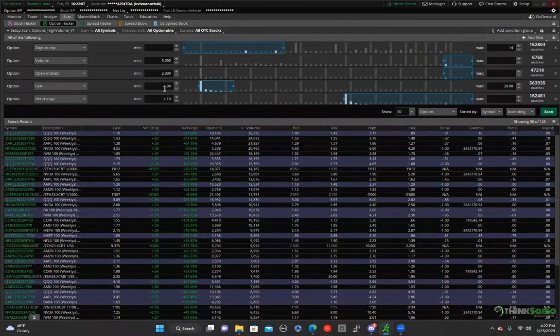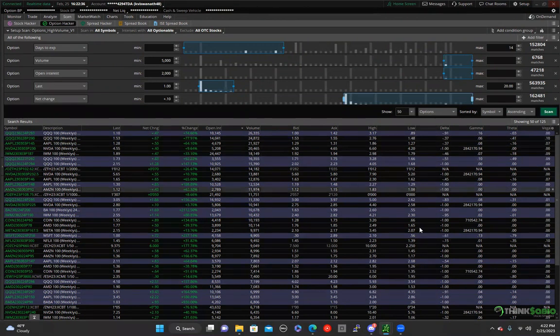The last means the price of the contract should be between 1 and 20. That means $100 to $2,000. And then the net change should be plus 10 cents from yesterday. That means the contract value should be at least 10 cents above what it was yesterday. If the contract closed, let's say, at 1.50 yesterday, it should be at least above 1.50 plus 10 cents.